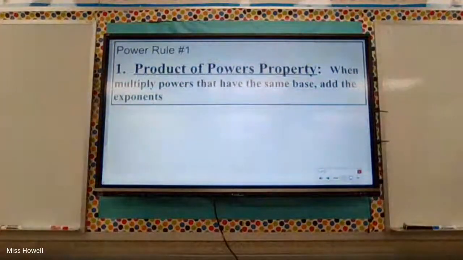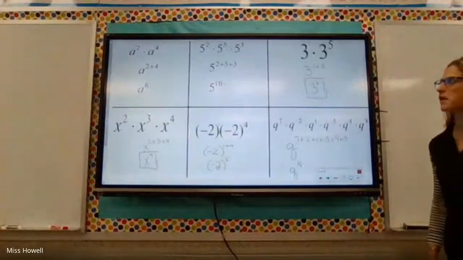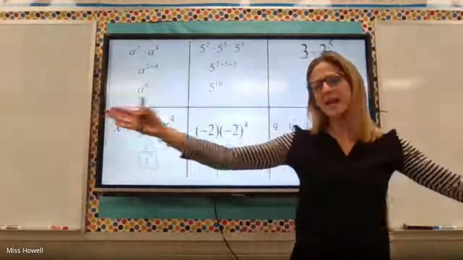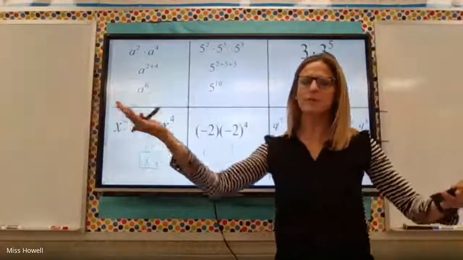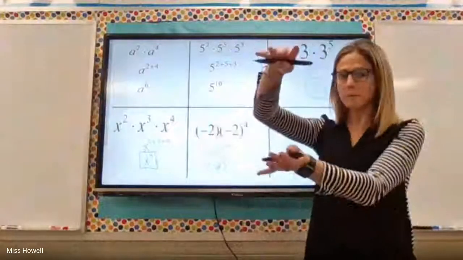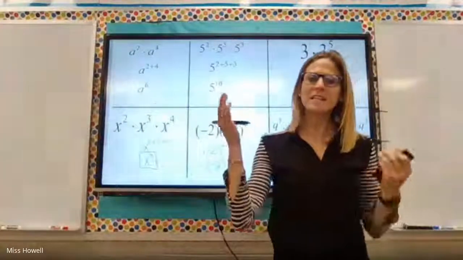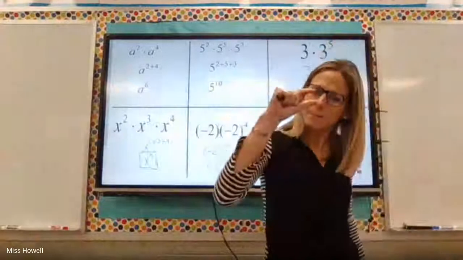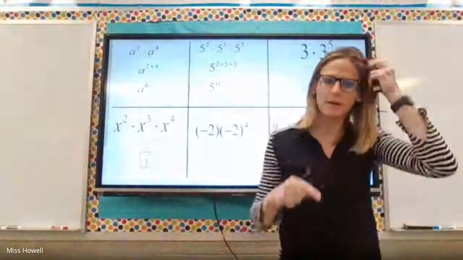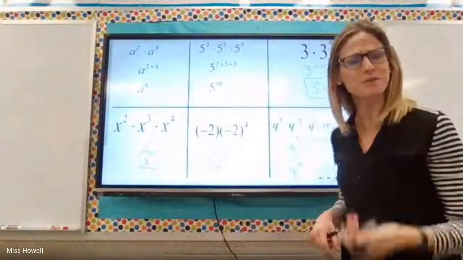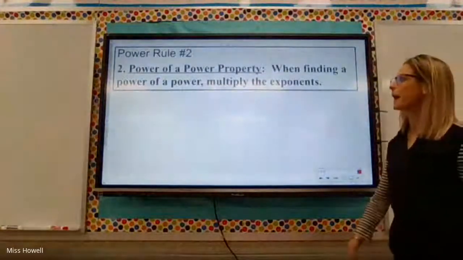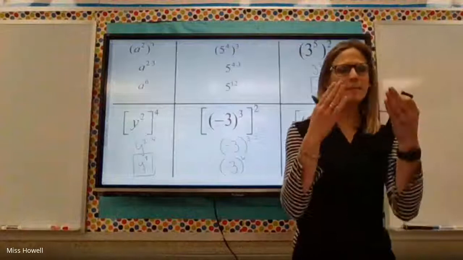Rule number 1, the product of powers rule, says that if I have all multiplication, and anywhere in that multiplication problem my bases match, then I can take anything with that same base and simplify by adding up their little number, called the exponent, to get a more simplified, reduced version.